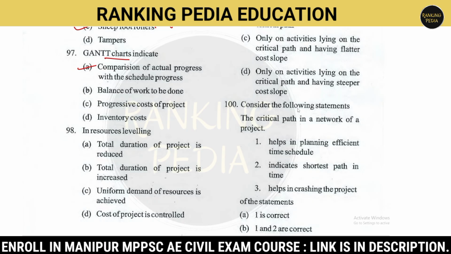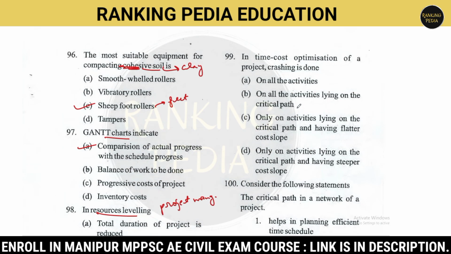What happens in resource leveling? Your options are: total duration of project is reduced. Option B is total duration of project is increased. Option C is uniform demand of resource. Option D is cost of project is controlled. So resource leveling is what? It is actually a technique used in your project management in order to resolve resource over allocation or conflict. So in resource leveling, uniform demand of resource, option number C is correct for this question.